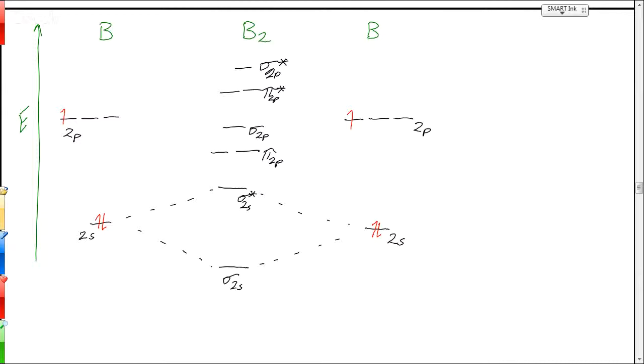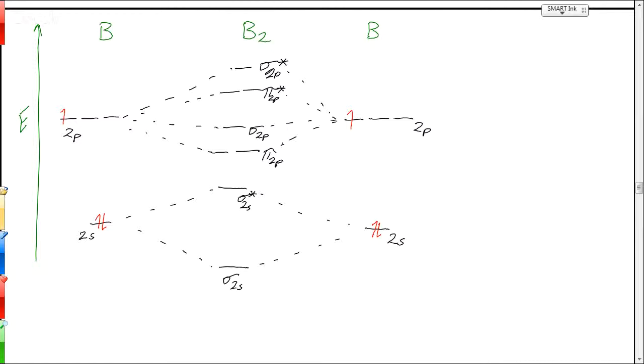Okay. That's a lot of orbitals. So from our six atomic p orbitals, we get six molecular orbitals. From our two atomic s orbitals, we get two molecular orbitals, the sigmas. Something like that. All right, now we can fill up all the electrons going from the bottom to the top.